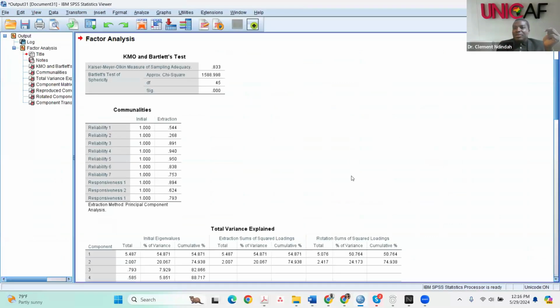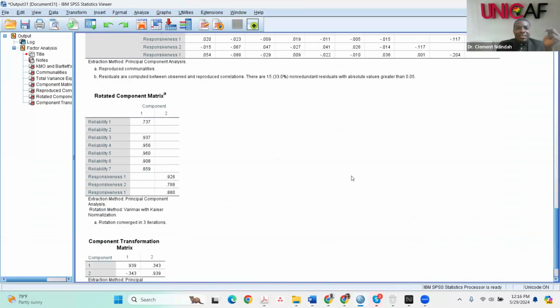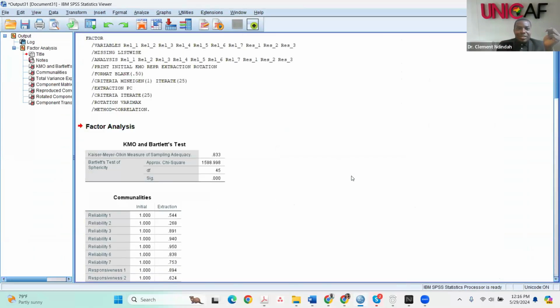And once we click on OK, SPSS will run the analysis and provide us with our results. Okay, good. Now let's take a look at our results. The first box, this one that we have, is actually testing the fitness of our model.